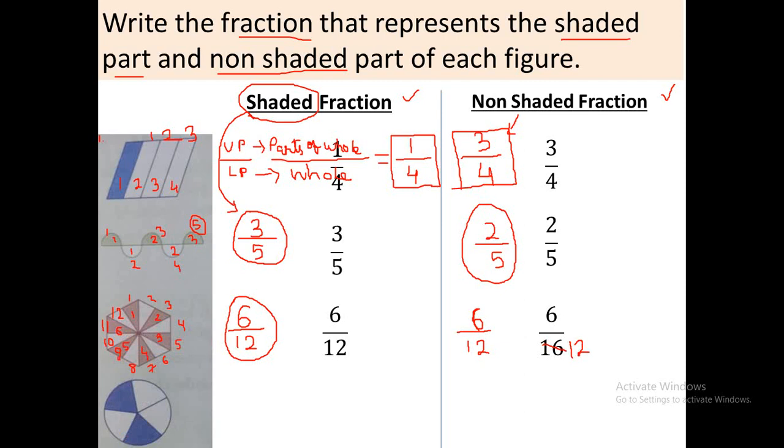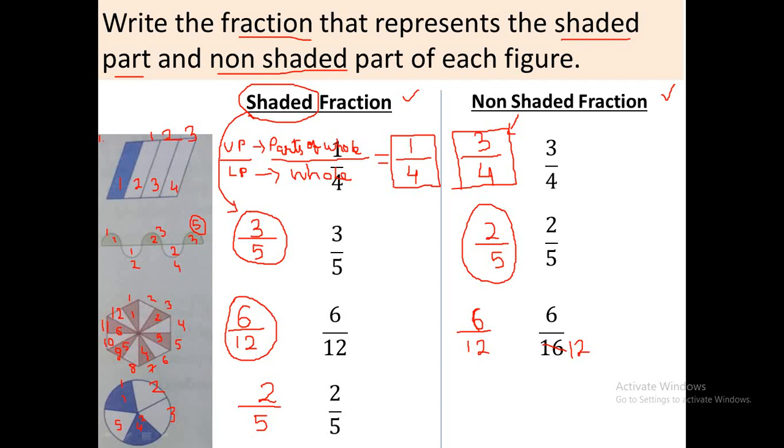Count how many equal parts are there. 1, 2, 3, 4, 5. 5 equal parts are there. So in place of whole I will write 5. And in the upper part I will write the shaded parts, right? How many shaded parts? 1, 2 parts have been shaded. So I will write 2. Okay. So the fraction is 2 by 5.